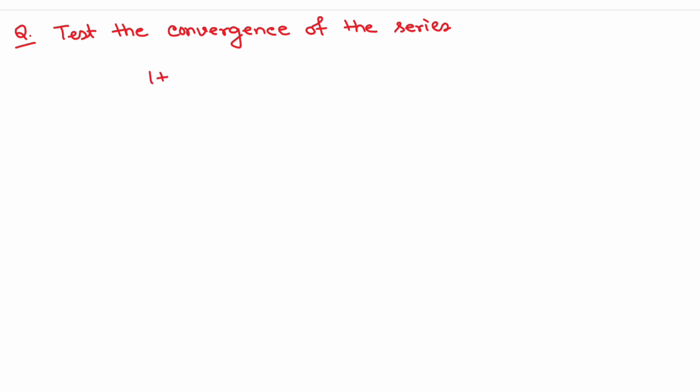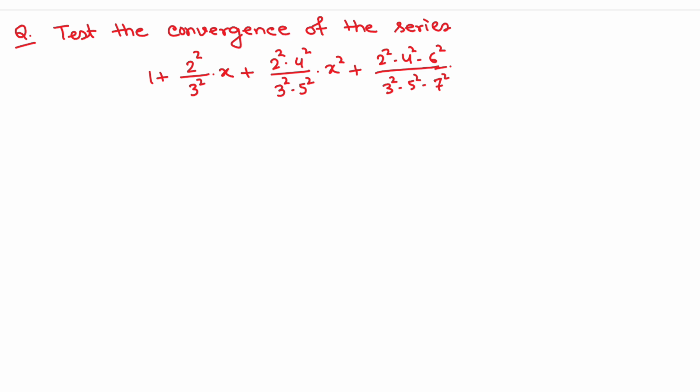Question. Test the convergence of the series 1 plus 2 square by 3 square into x plus 2 square into 4 square divided by 3 square into 5 square into x square plus 2 square 4 square 6 square divided by 3 square 5 square 7 square into x cube plus dot dot dot. x is not equal to 1. This condition is given that x is not equal to 1.